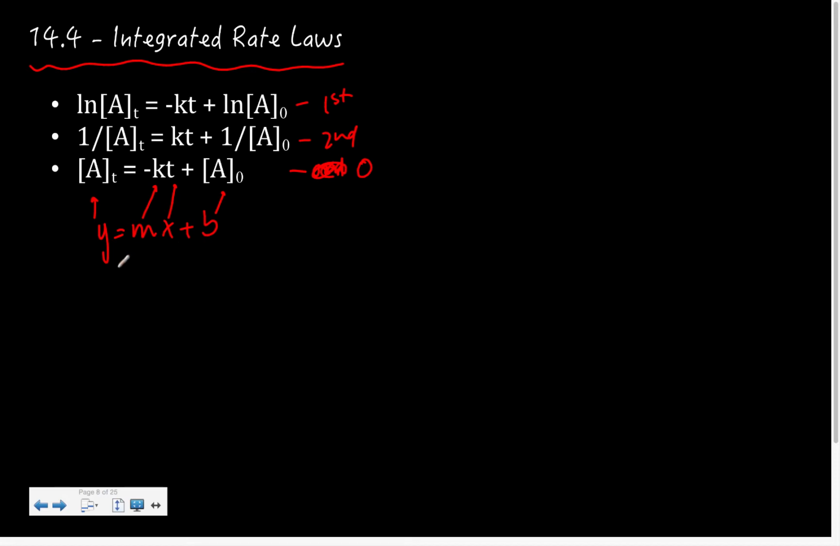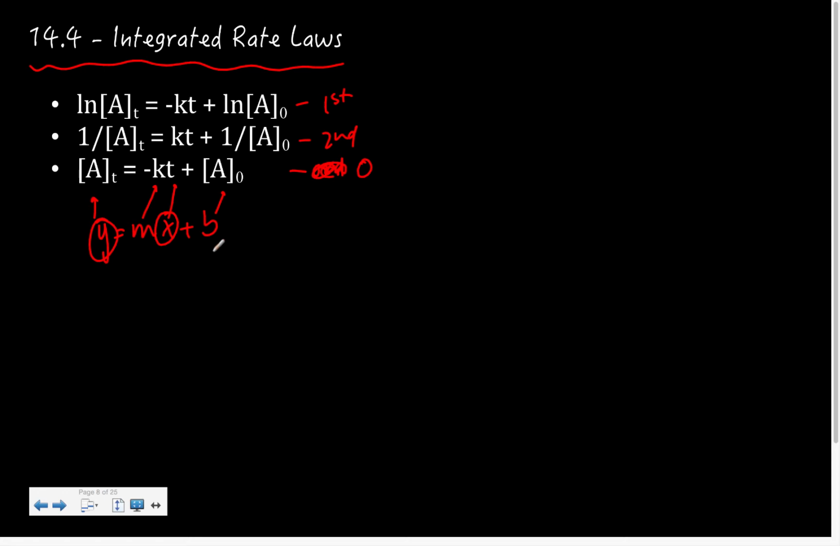Which means that if we take a plot of y versus x, which means ln of A versus time, 1 over A versus time, or A versus time, we can use the slope to figure out our rate constant. So slope would be negative k, positive k, negative k. And then we could also figure out our intercept if we wanted to. So we can actually plot these to get information out of our data.